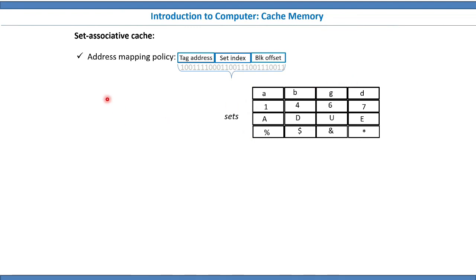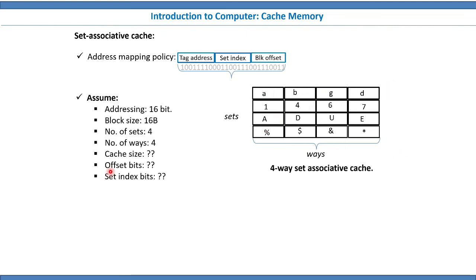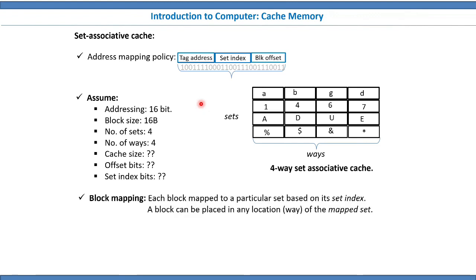So here the address is distributed like this. There will be a block offset, and there will be a set index to represent the set, and then there will be a tag in the address as well. Suppose this is called a four-way associative cache, because there are four ways or four columns. Now assume again that the address is a 16-bit address and the block size is 16 bytes. So the number of sets is 4 here. So the set index will be 2 bits, right? So from here, a 2-bit set index is required.